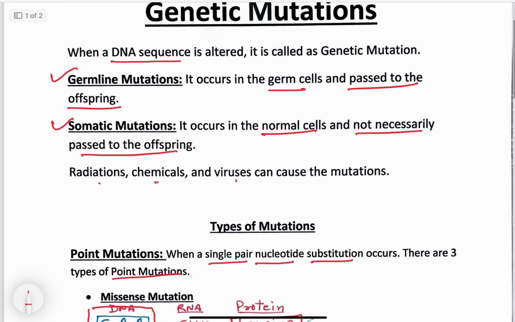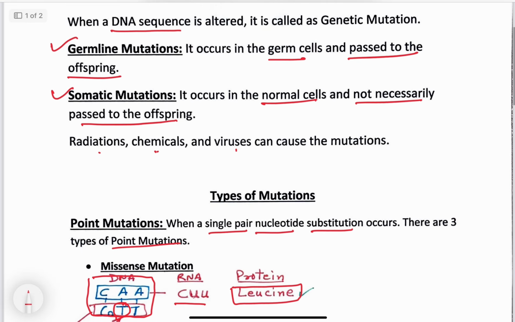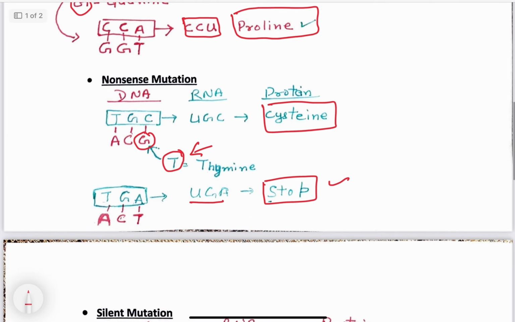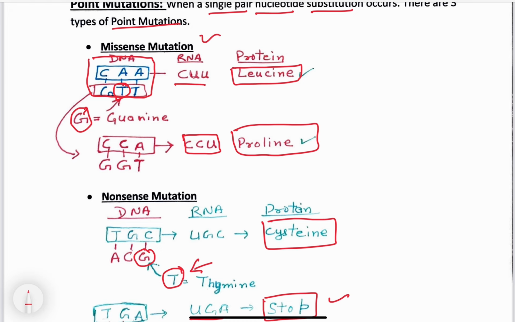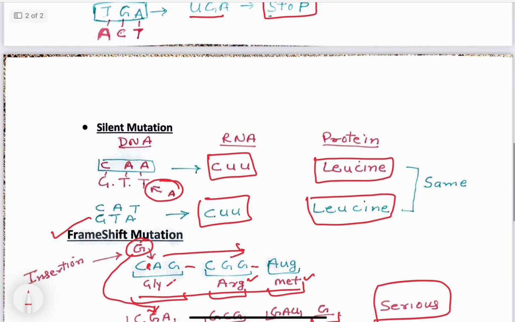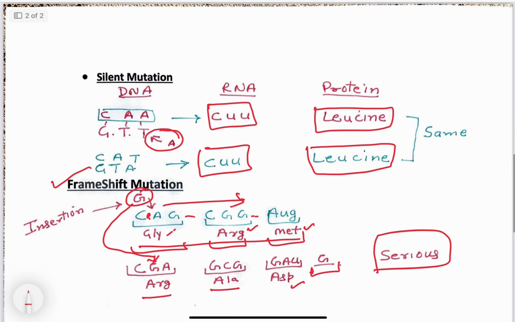Let's recap quickly what genetic mutations are. There are two types, germline and somatic. And the types of mutations are point mutations, which have three types. Missense, when a different protein is produced than the desired one. Nonsense, when a stop codon stops the synthesis of protein. Initially cysteine was supposed to come out, but now a stop codon is stopping the synthesis. Silent mutation, where the end result is the same despite the mutation.